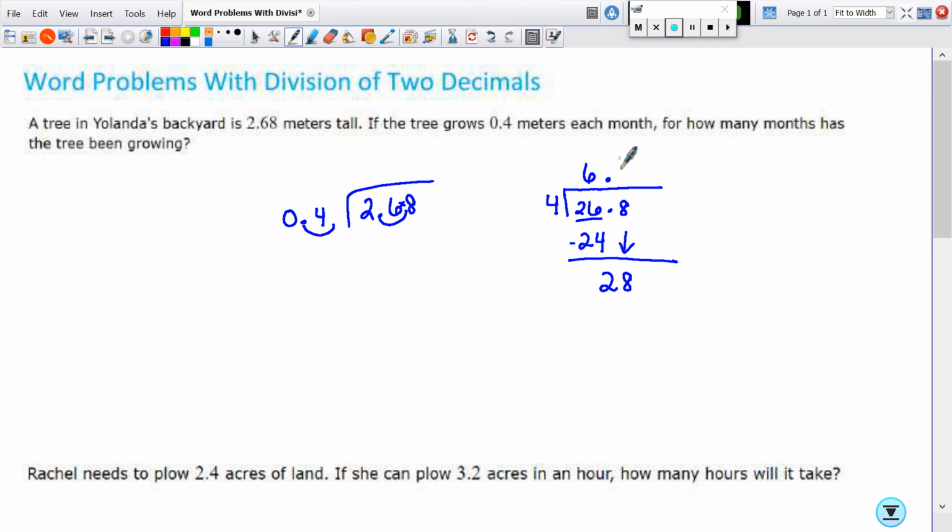4 goes into 28 7 times. Notice I just skip over the decimal. 7 times 4 is 28. Subtract, and when you get to 0 as an answer and you don't have any more numbers to bring down, you are actually finished. So the tree has been growing for 6.7 months.